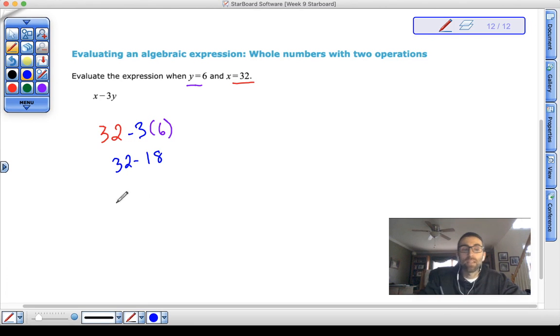32 minus 18. Let's set this up the way we've done these before. So 32 minus 18. I can't do 2 minus 8, so I'm going to have to borrow from the 3, changing this to a 2. The 2 then becomes a 12. 12 minus 8, I get an answer of 4. And then 2 minus 1, I get an answer of 1. So 14 is the answer you should have gotten.